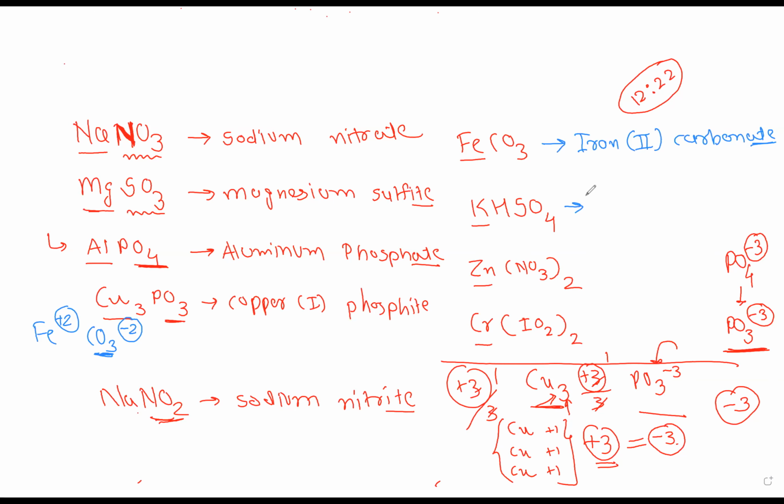So yes, K is called potassium. Again, this is not a transition element, so we don't need to write any Roman numeral. HSO4, so SO4 was part of the table, so we're going to call it sulfate. However, because it also has hydrogen, we're going to call it hydrogen sulfate. So potassium hydrogen sulfate. Again, SO4 was part of the table, so it should end with ATE.